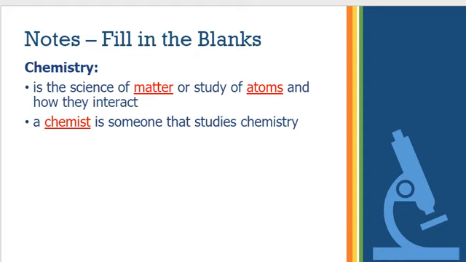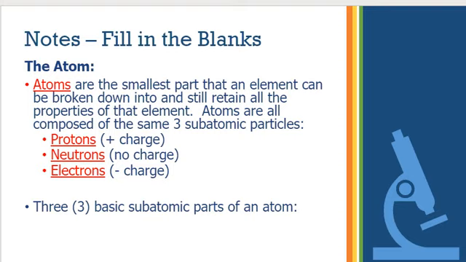So chemistry is the study of matter, or it's the study of atoms and how they interact, and a chemist is someone that studies chemistry. You should have talked about matter in grade 7 science when you talked about the kinetic molecular theory and those changes in state from solid to liquid to gas. This lesson is going to focus on the atom.